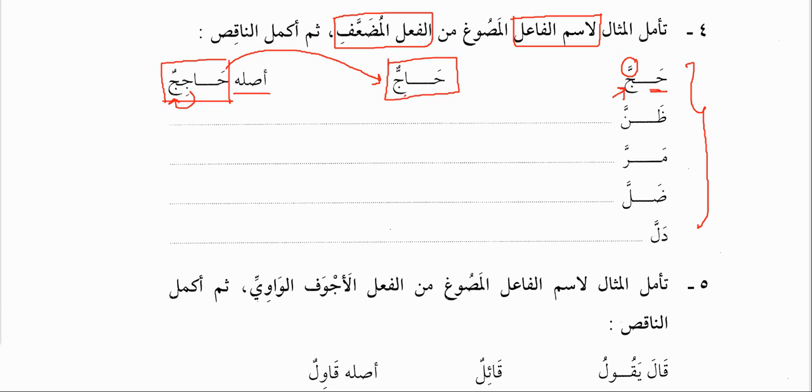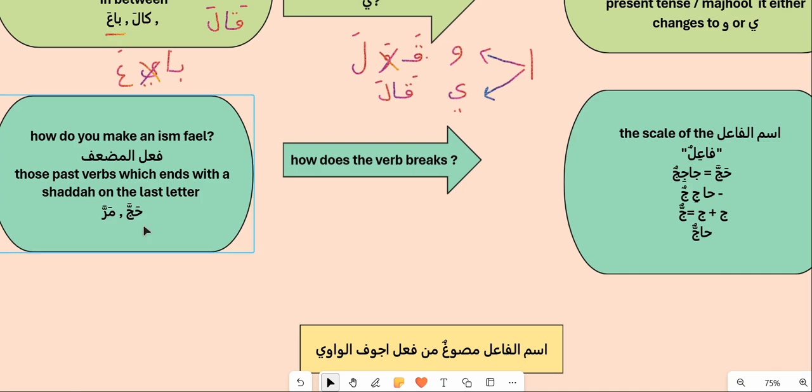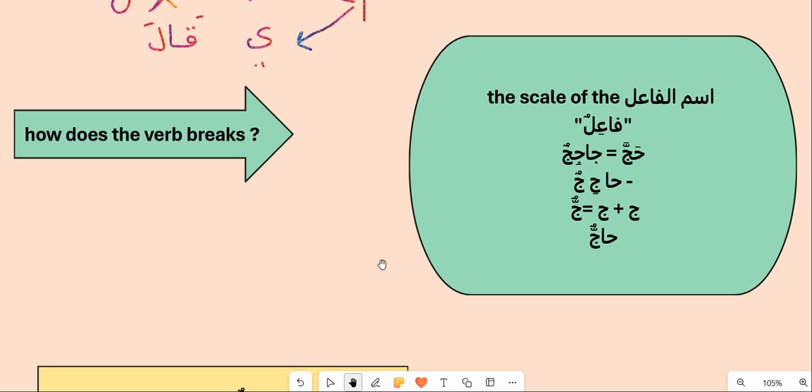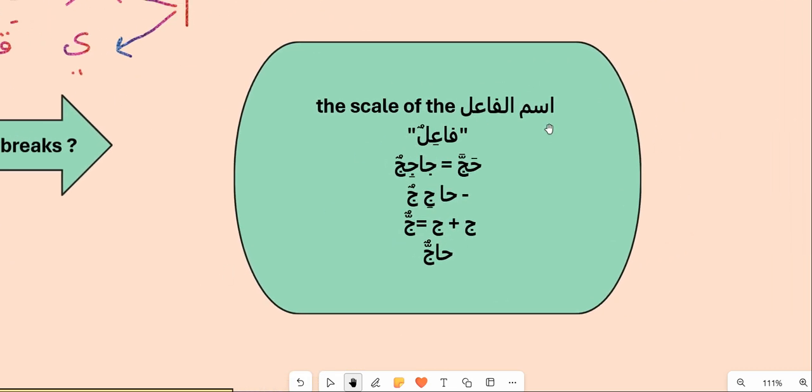Let's go and check that first. As I said, the ismun fa'il is made from the fi'l mudha''af. Now you understand what is fi'l mudha''af, the verb which has shadda at the end. The last letter is doubled up. So how does this verb break? How do you get the structure? In order to understand that, let's check the structure of the ismun fa'il. The scale we follow to make an ismun fa'il is fa'ilun. All the nouns of ismun fa'il that you make follow this scale, fa'ilun. So this is the scale that you need to memorize.